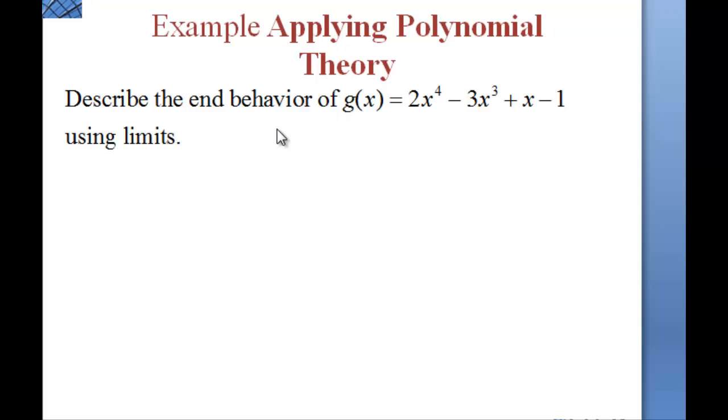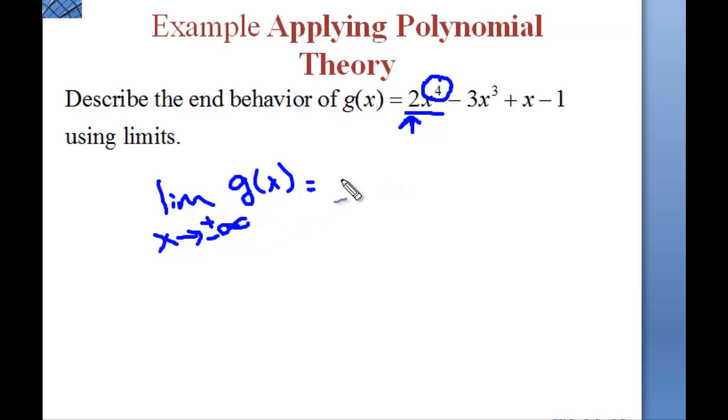So applying this to describe the end behavior of g of x equals 2x to the fourth minus 3x to the third plus x minus 1, because it is a positive coefficient on the leading term and an even number on the exponent, the limit as x approaches both positive and negative infinity of g of x, both of these will be going in the positive direction. So our graph will have some bends in there because it's a fourth degree, and both ends will be heading off in the positive direction.